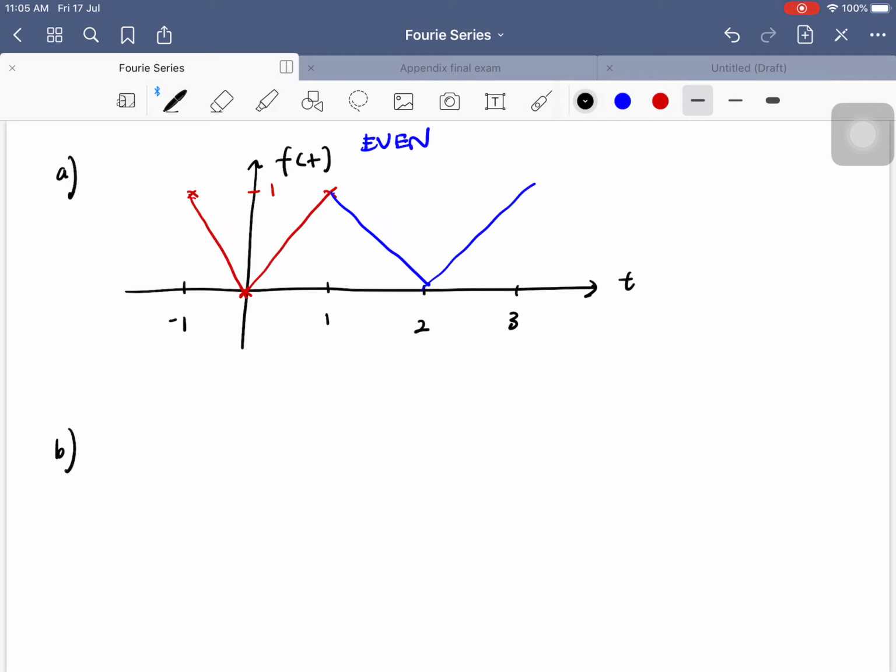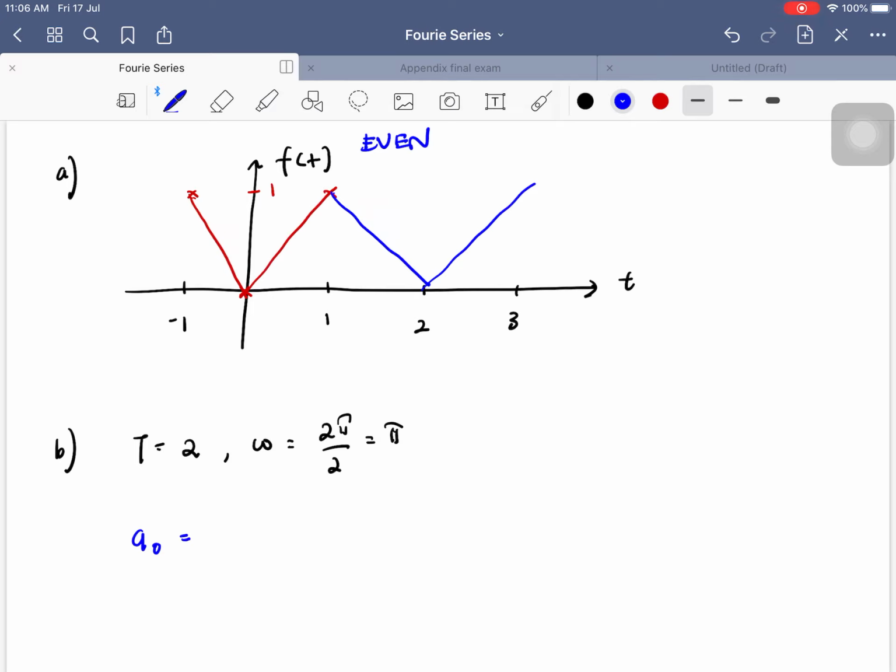Alright, so first of all, it's going to be the same. We're going to calculate the value of omega. T for this case is going to equal 2. So omega is going to equal 2 pi over 2, which is going to equal pi. Remember, we have three Fourier coefficients: a0, an, and bn. Right, so now first I'm going to start my calculation with a0.